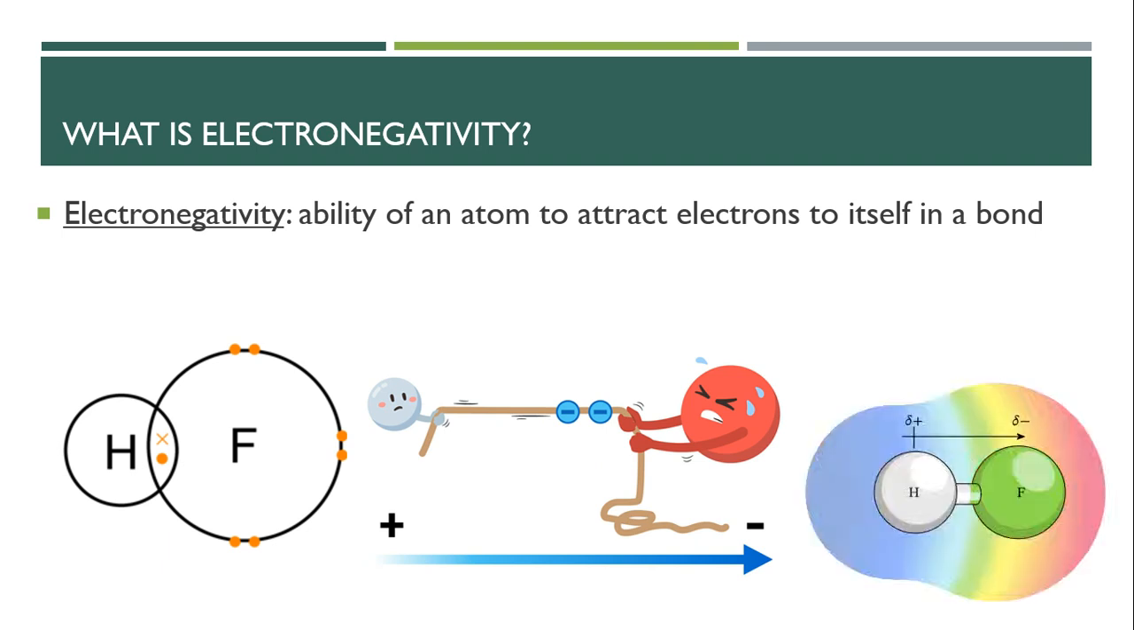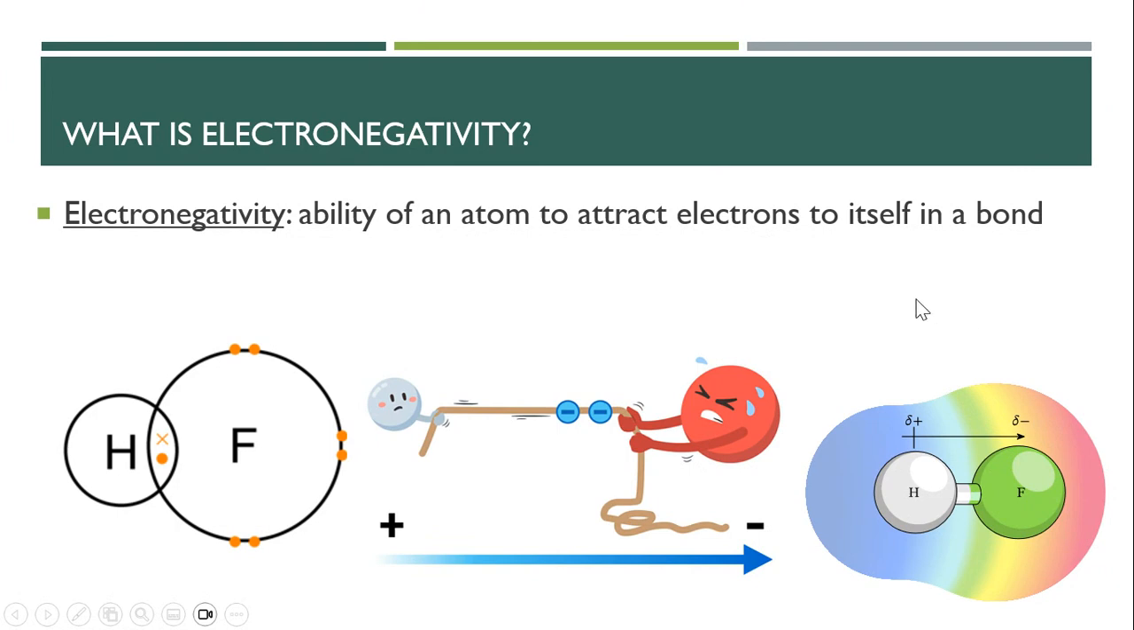Here's another way it's represented. You'll see this symbol here. It's called a delta plus and a delta minus. You'll see these get used much more in the very last lesson of this unit when you talk about molecular geometry and polarity. Hydrogen fluoride is very polar because there's a very uneven distribution of the electrons in this atom.